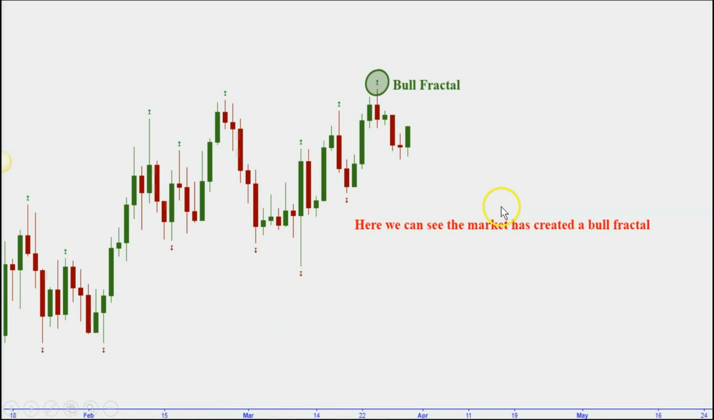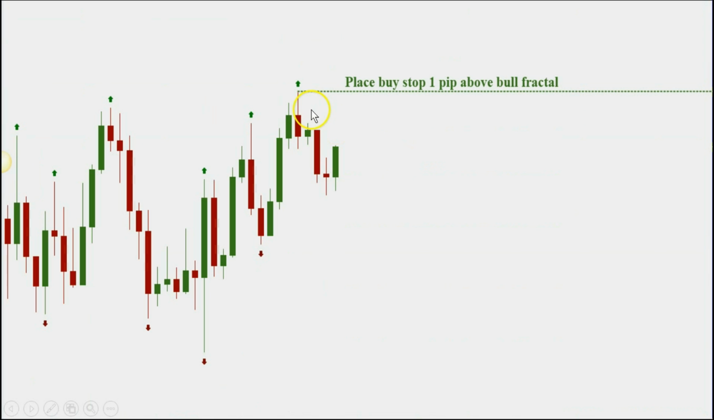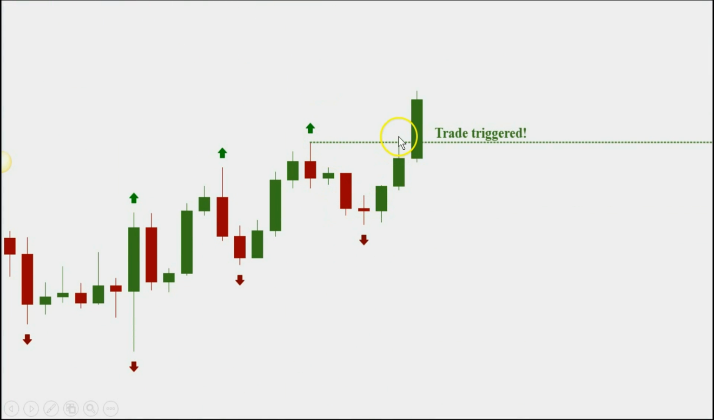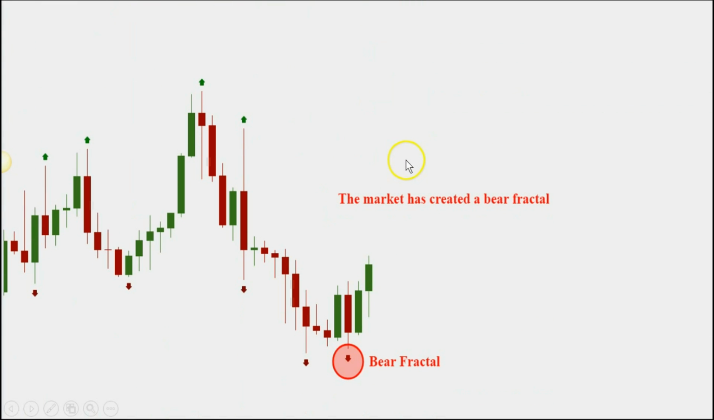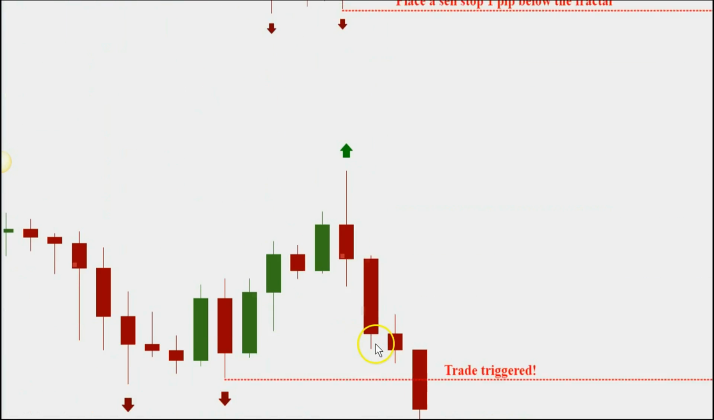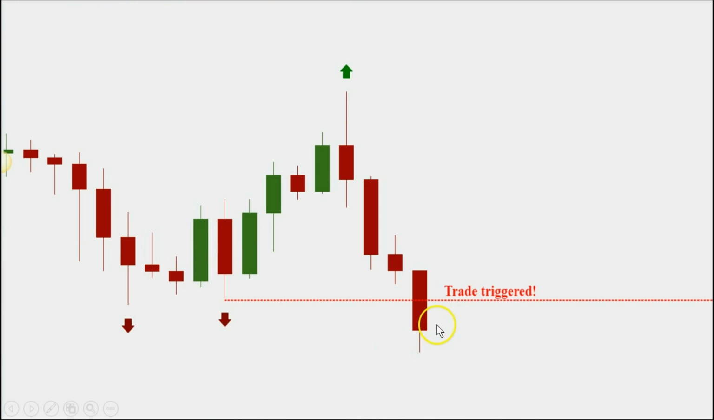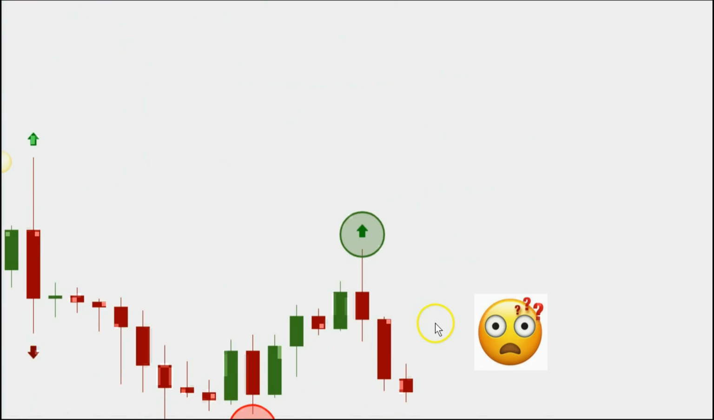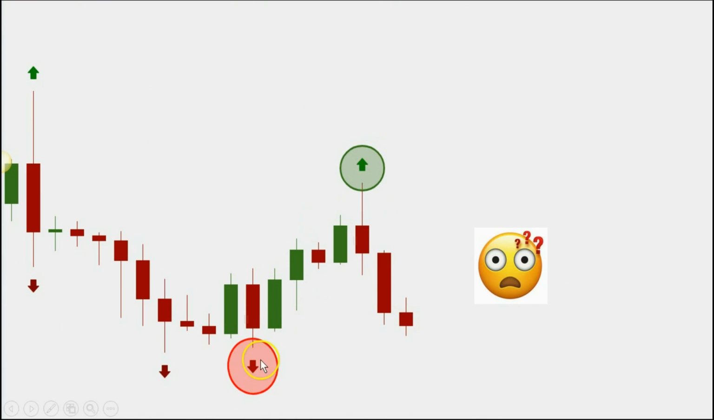So here you see the market created a bull fractal. When we see that bull fractal, we place a buy stop 1 pip above that bull fractal. And then you can see the trade is triggered. Here you can see again, the market has created a bear fractal. We place a sell stop 1 pip below that fractal. And then the trade is triggered. Sounds easy, right? Easy enough. What if you have 2 fractals? Which one do you follow?